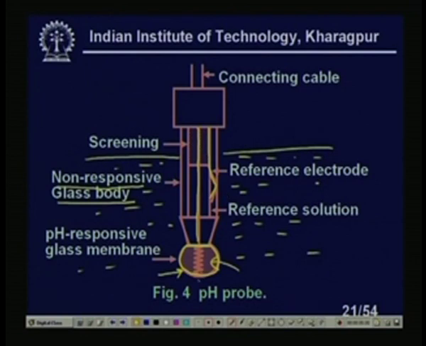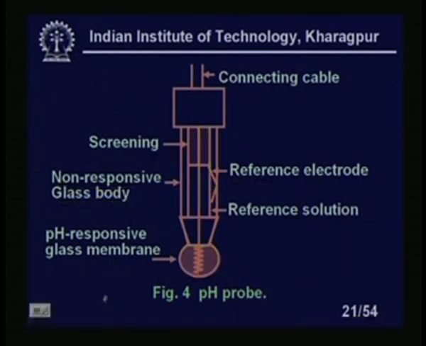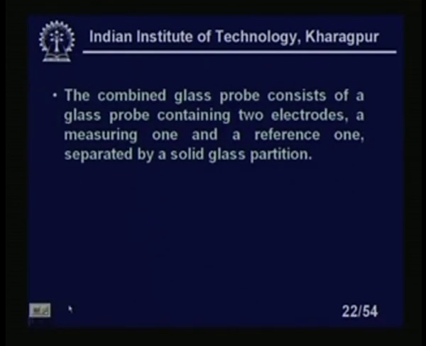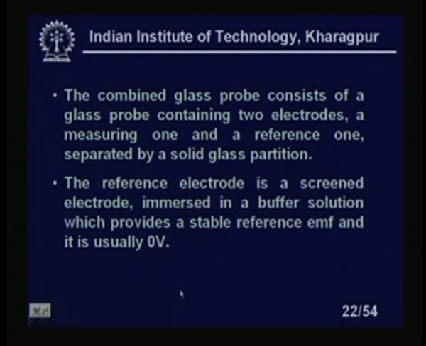And you see this is our measuring electrode. The same thing is there, that platinum, whatever we have seen in the separated electrode, it is already there, but it is combined in two, okay, combined in one system. The combined glass probe consists of a glass probe containing two electrodes, a measuring one and a reference one, separated by a solid glass partition.